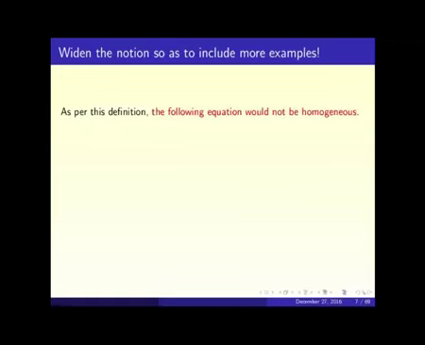As per this definition, the following equation would not be homogeneous. Let us look at equation 2.1. (x plus y) dx minus square root of x squared plus y squared dy is not homogeneous. Why is it not homogeneous? Look at the first term, m of xy. M of xy is x plus y. It is homogeneous in the entire plane of degree 1.